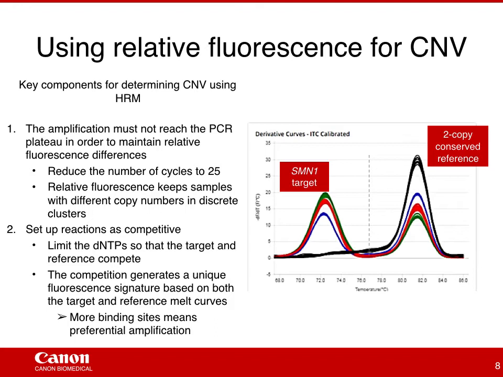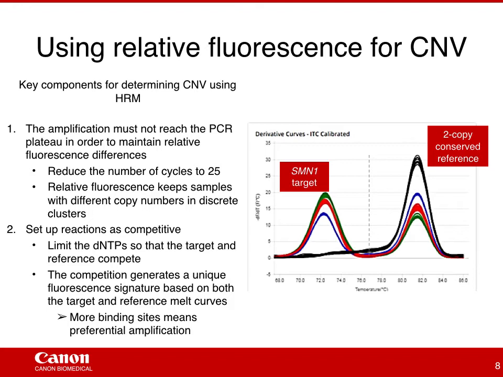because all the dNTPs are available for the reference gene, since there is no target gene available to amplify. Inversely, the lowest reference gene fluorescence value, the green curves, are from samples with 3 copies of the target gene. So the target gene has more primer binding sites. The 3 SMN1 gene copies compete against the 2 copies of the reference gene.